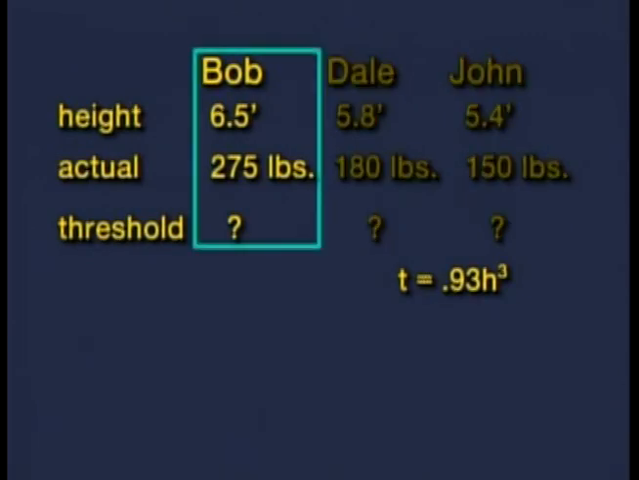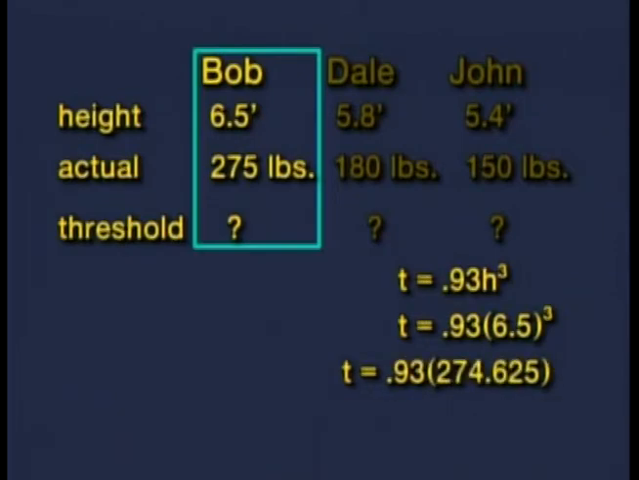Let's see how Bob weighs in. Bob is 6.5 feet tall. Substitute 6.5 for h in the formula. Now find the cube of 6.5. Then multiply by 0.93. Bob should weigh no more than 255 pounds. He's 20 pounds overweight. This increases his chance of premature death.